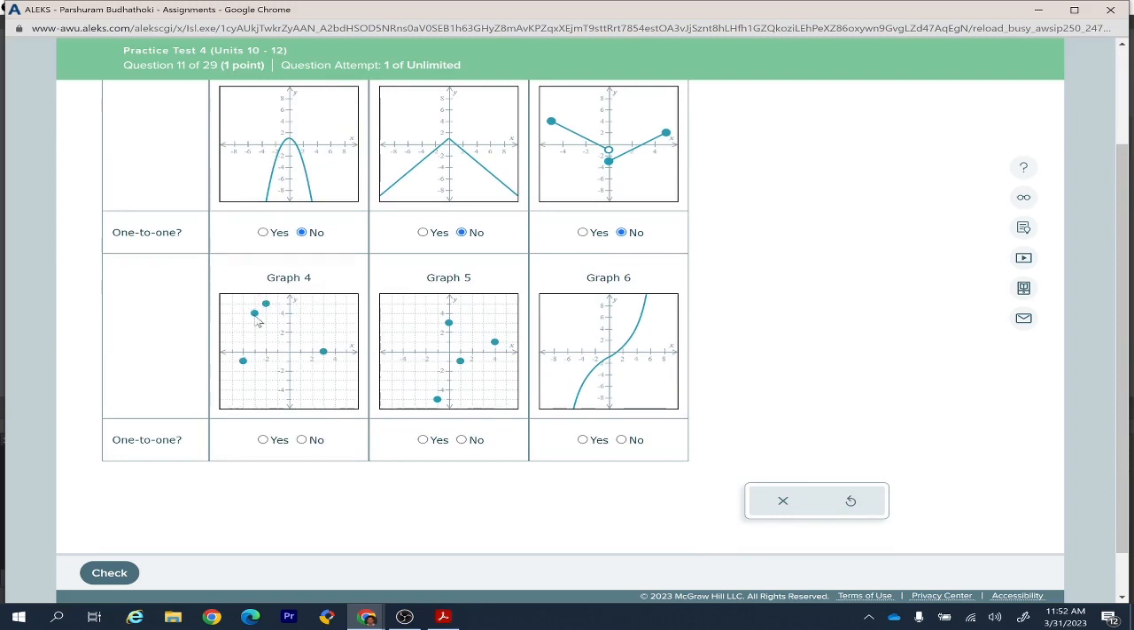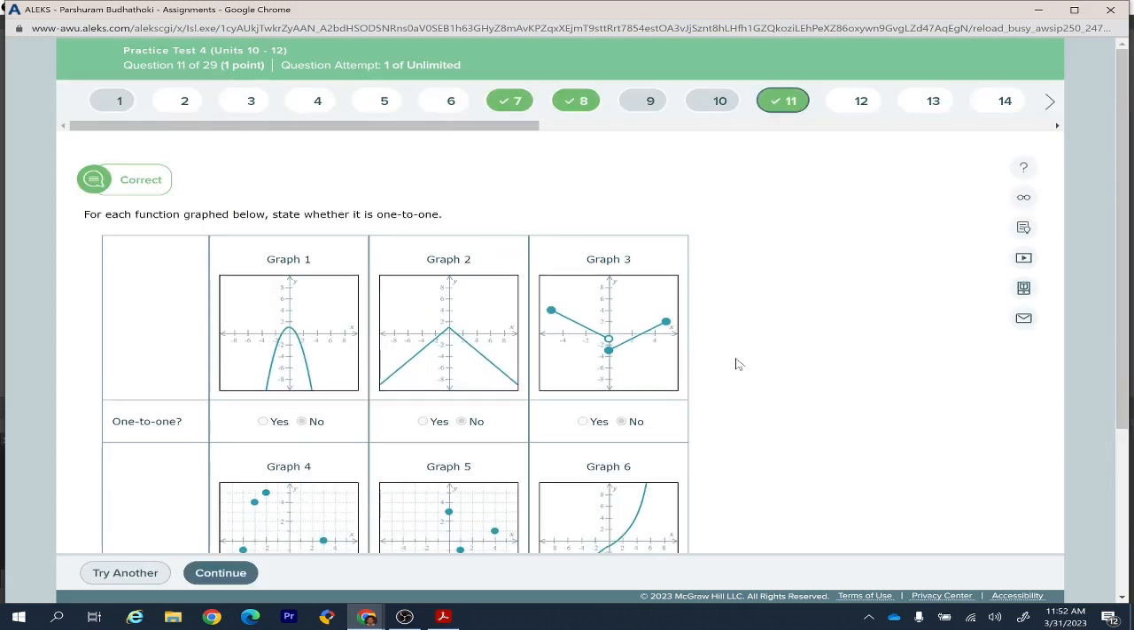For graph 4, no horizontal line is intersecting more than one point, so the answer is yes. That means it's a one-to-one function. Same number 5, same number 6. So these are the answers for this question. Let's go to the next problem.